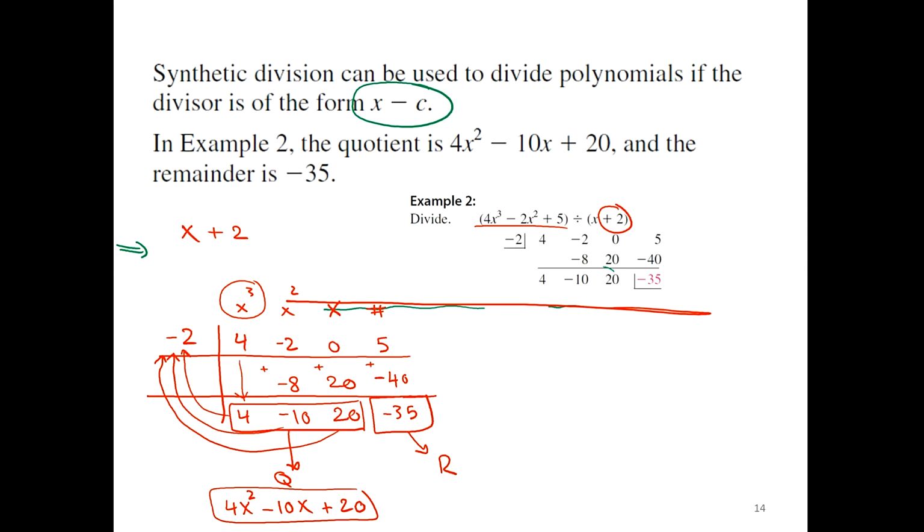So we can write the division: 4x to the power 3 minus 2x squared plus 5 over x plus 2 is equal to the quotient 4x squared minus 10x plus 20, plus the remainder minus 35 over x plus 2. This is the divisor. Any question?